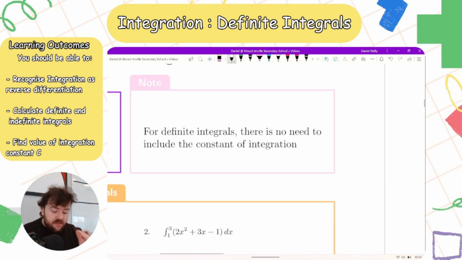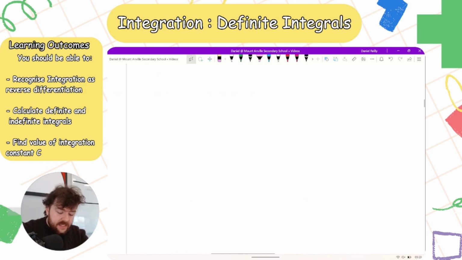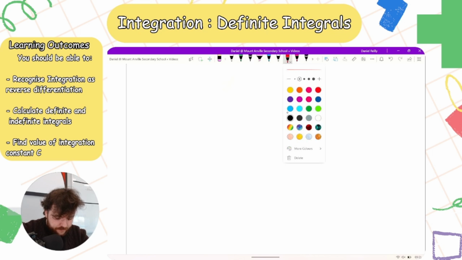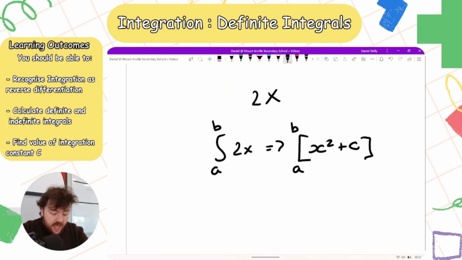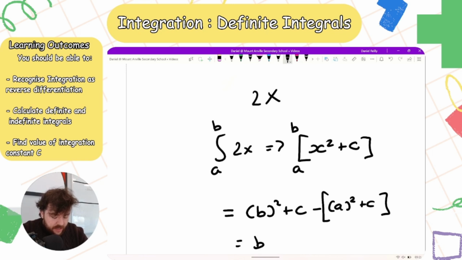For definite integrals, there is no need to include your constant of integration. Say for example, I just have 2x here. If I am integrating this between a and b, well, the integral of 2x is going to be x squared plus c. Then it'd be b squared plus c minus a squared plus c, which would be b squared plus c minus a squared minus c. And the c's will cancel out. The constants of integration will always cancel out.